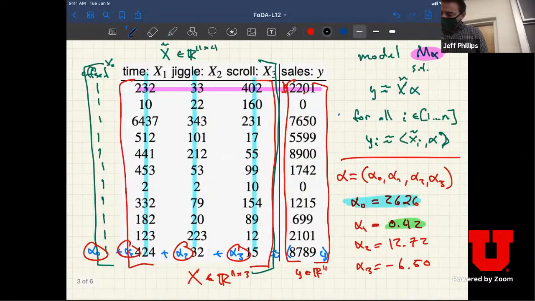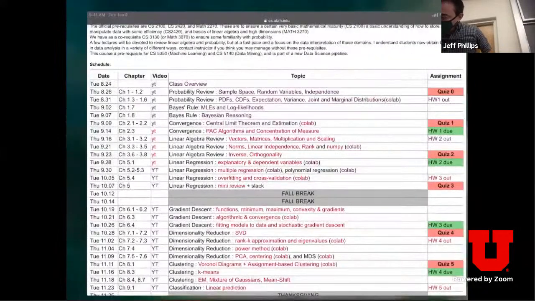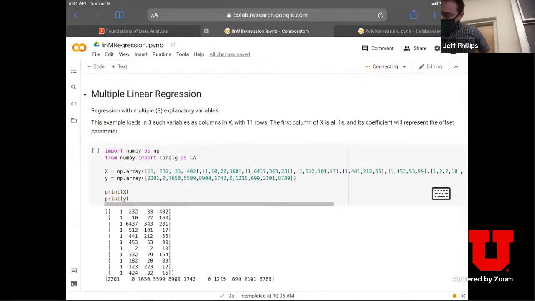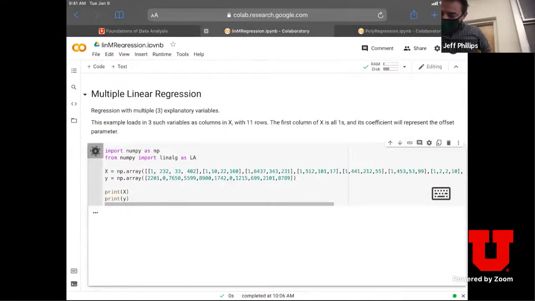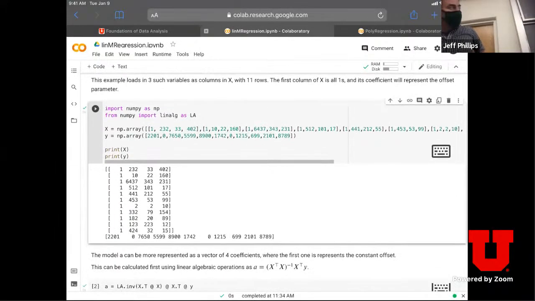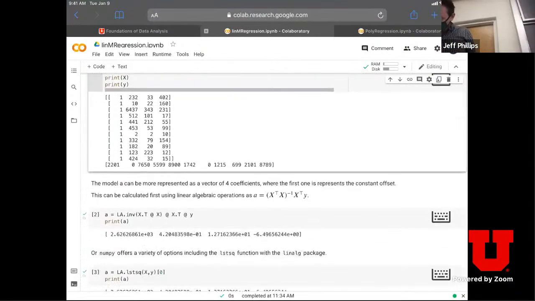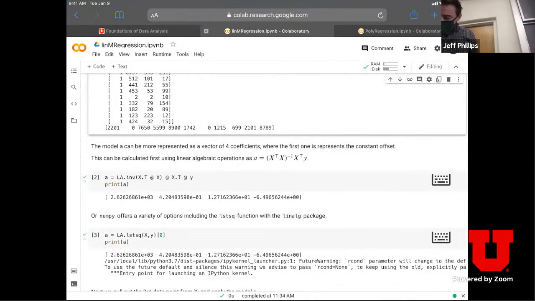All right, so that's how I got these numbers. And let's quickly jump to an example in Colab. This is again linked off the web page. I've loaded in this exact data here. This is the same data set again. I print X, I print Y. It always prints Y as a row vector, so don't freak out about that. That's Colab or Python doing its thing.